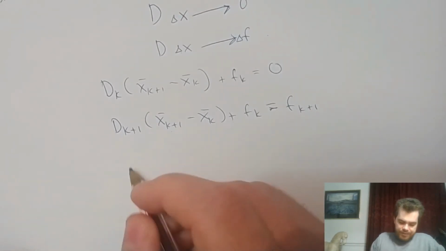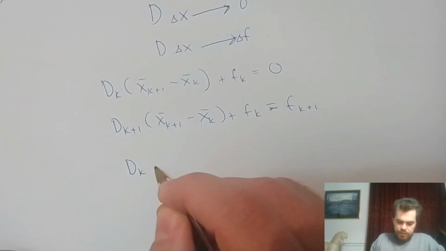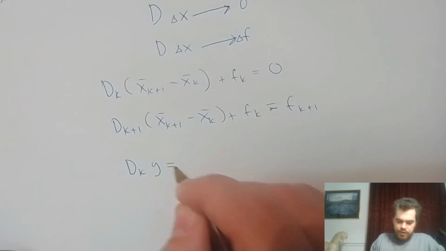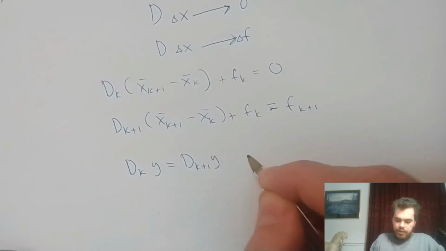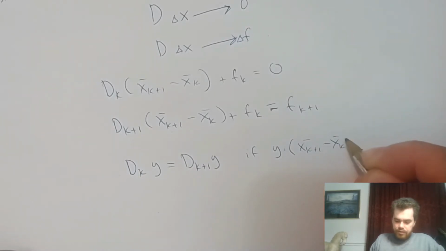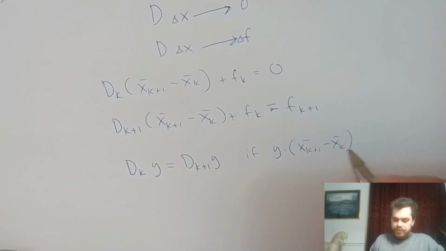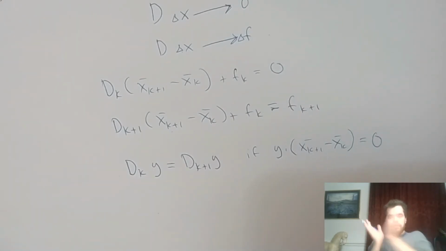The way they write it out is they write dk times y is equal to dk plus 1 times y if y dot xk plus 1 minus xk equals 0, because this is the difference of two vectors, so itself it's a vector. So if we dot these two things together, they equal 0. That means that these two vectors are orthogonal to each other. They're at right angles to each other.